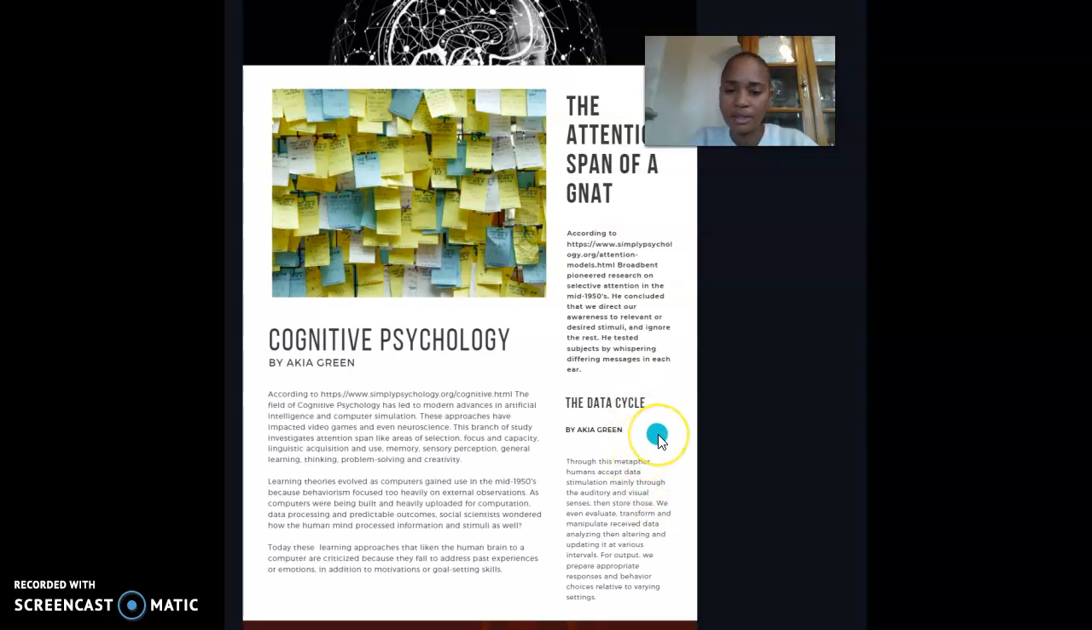Down here, the data cycle talks more about how our brains are like computers. According to this learning theory, we take information in, we process it, we analyze it, we categorize it for importance, relevancy, significance, familiarity. That might be something that a computer doesn't do. And then we output it with our behavior choices, and again, areas that we focus our attention in.